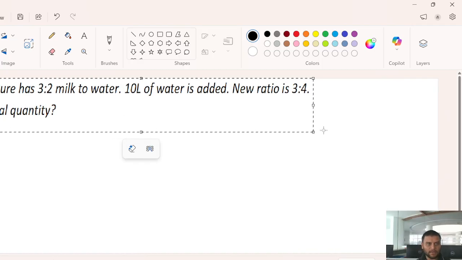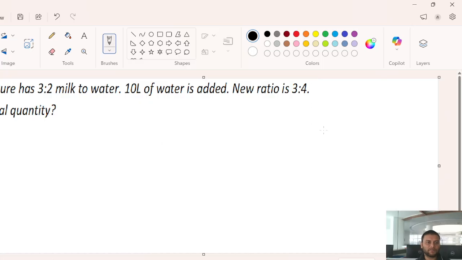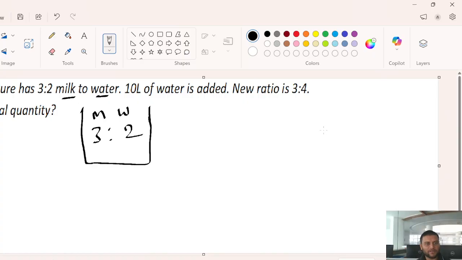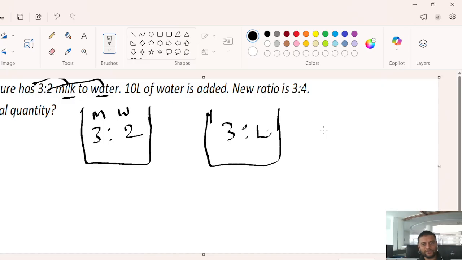Okay, friends, here is one more question. A mixture has milk to water in the ratio 3 is to 2. I think it is a similar question, guys. So let us draw one vessel with 3 is to 2 ratio. First one is milk and next one is water, because clearly they are saying milk to water. So milk is 3 units and water is 2 units. If 10 liters of water is added, the new ratio becomes 3 is to 4.